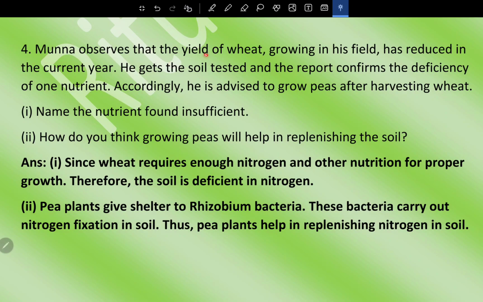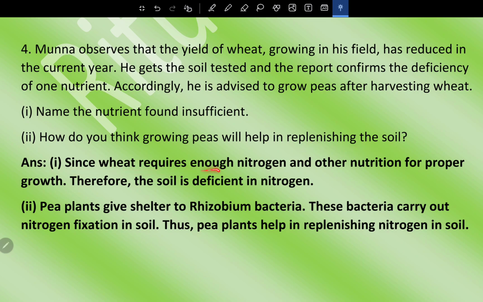Question number 4. Munna observes that the yield of wheat growing in his field has reduced in the current year. He gets the soil tested and the report confirms the deficiency of one nutrient. Accordingly, he is advised to grow peas after harvesting wheat. Name the nutrient found insufficient. How do you think growing peas will help in replenishing the soil?